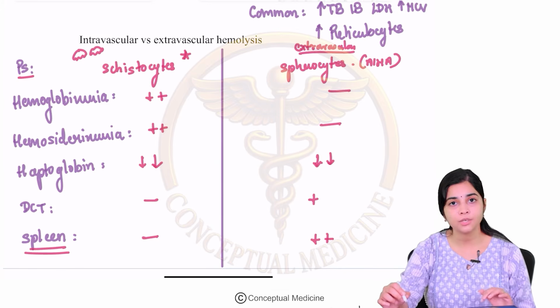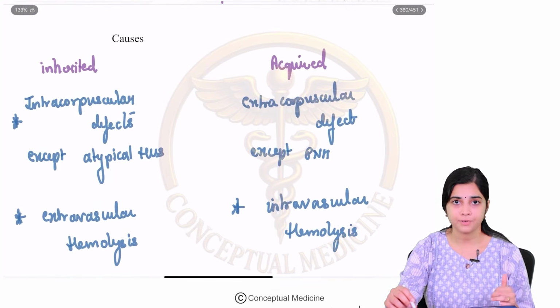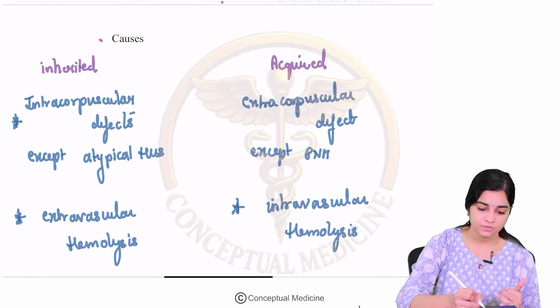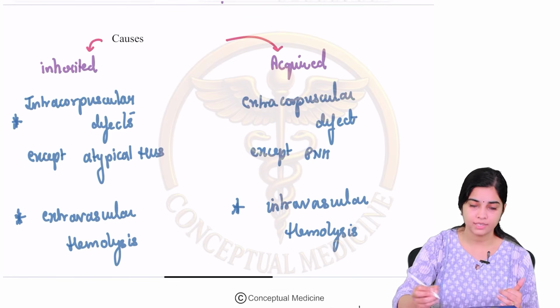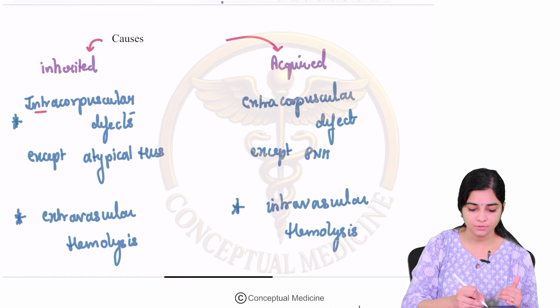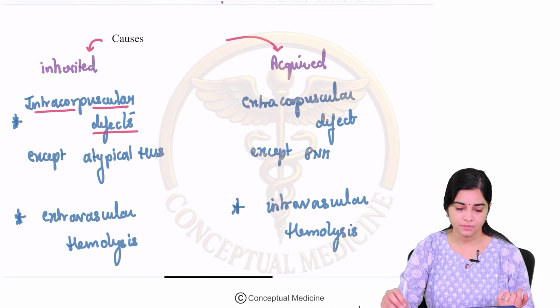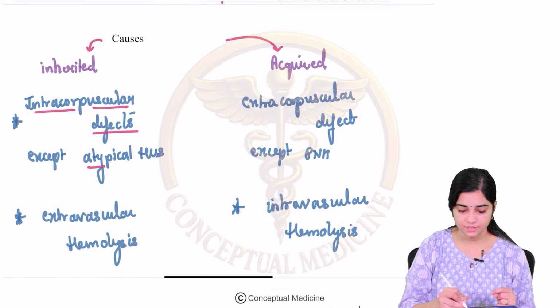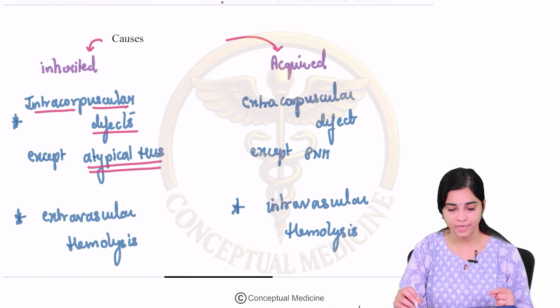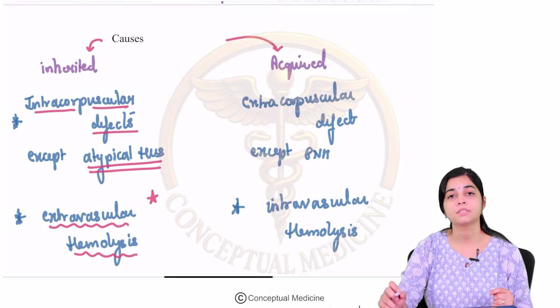Let us understand the etiologies for hemolysis. So what are the causes for hemolysis? We have looked at this slide prior. I am just trying to reiterate this again. So this can be inherited causes as well as acquired causes. Certain things that you have to remember is that most of the inherited hemolytic anemias are usually due to intracorpuscular defects like hemoglobinopathies, enzymopathies. Okay, except, what is the exception? It is atypical HUS. And remember, inherited hemolytic anemias usually have extravascular hemolysis, in the sense most of them will present with a splenomegaly.